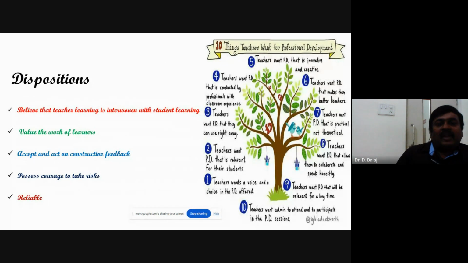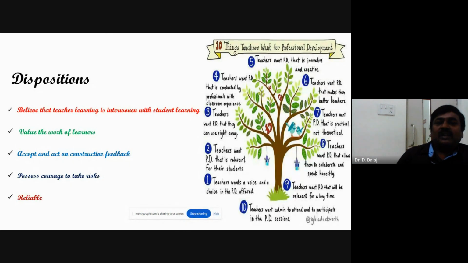So value the work of learners. Learners are nothing but students. Value their work. If the student works hard for nearly 10 or 12 hours, don't simply give fewer marks or criticize the student because you think the work was done very badly. So value their work. It should be in your blood. Whatever the work, every student will learn from the mistakes. So when they make any sort of mistakes, teach them, correct them.